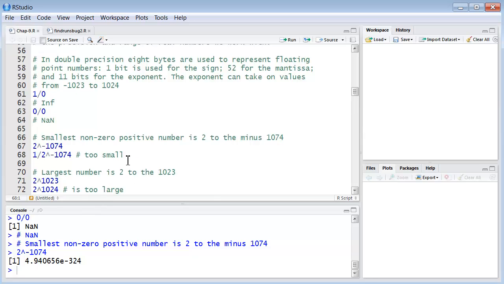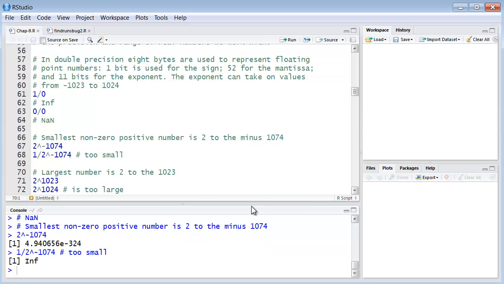So we can do that, but let's try to do 1 divided by 2 over this very, very small number. Do we get any sort of value for that? We should, based on the previous example, but we don't. It tells us it's infinitely large, which again doesn't make sense in conjunction with the previous example.